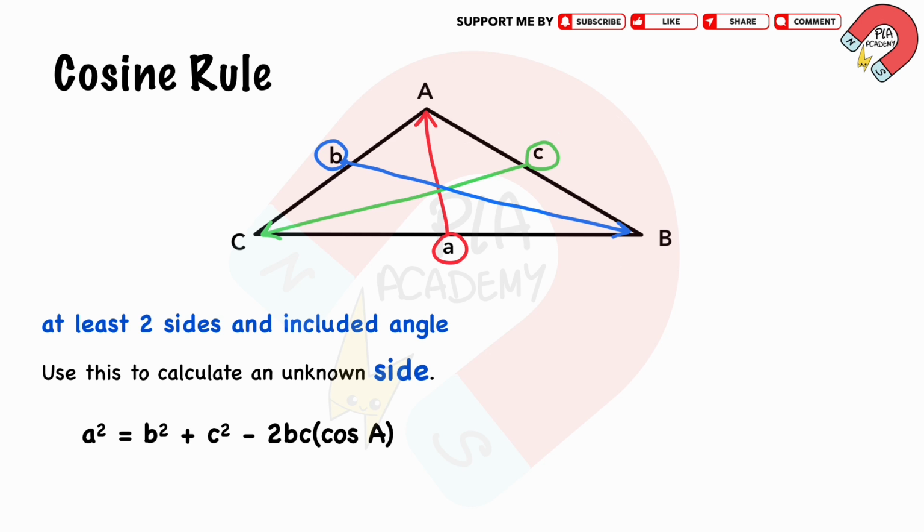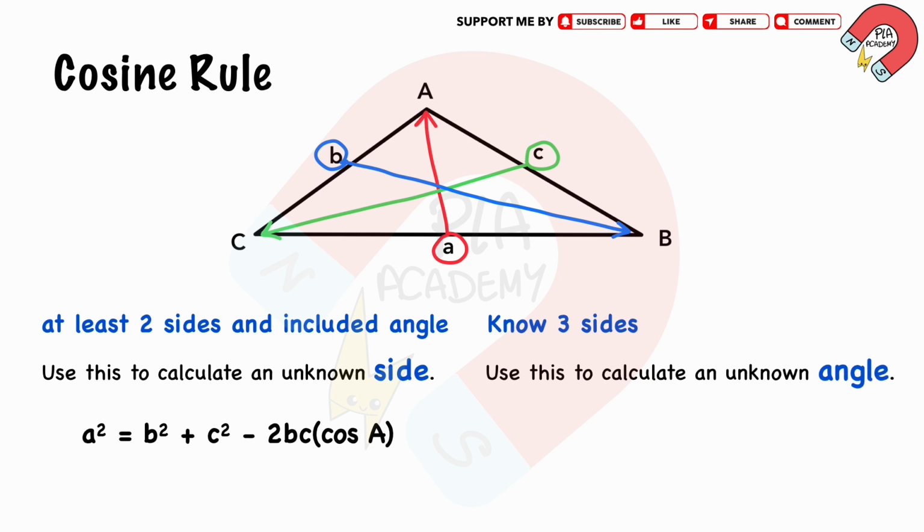To use the cosine rule to find a missing angle, you need to know all 3 sides. We use this rearranged formula: cos A equals B squared plus C squared minus A squared, divided by 2 times B times C. This version is much easier to use if you can memorize it. However, if you are strong at algebra, you don't strictly need to memorize this second version. It is simply the first formula rearranged to make cos A the subject. You can always start with the first formula and solve for the angle step by step.